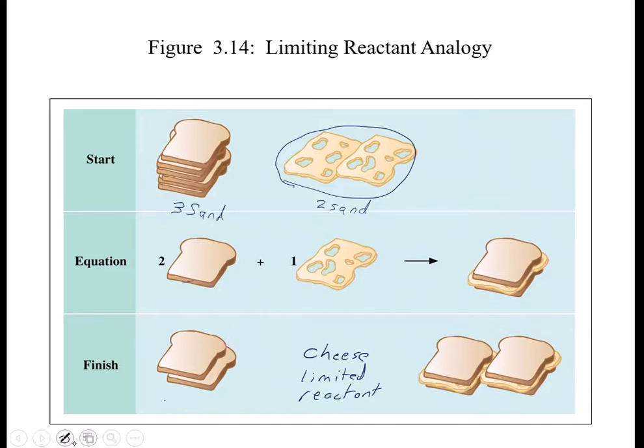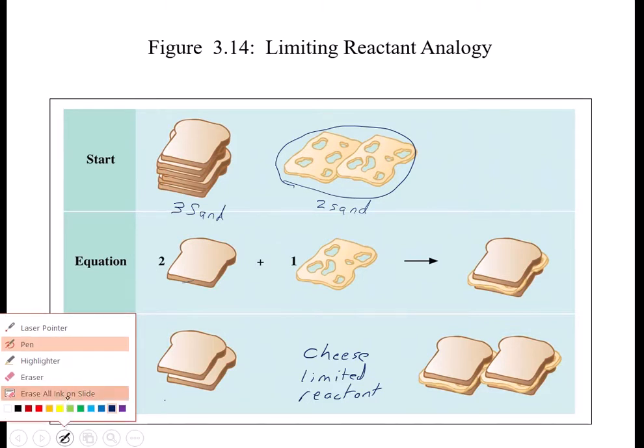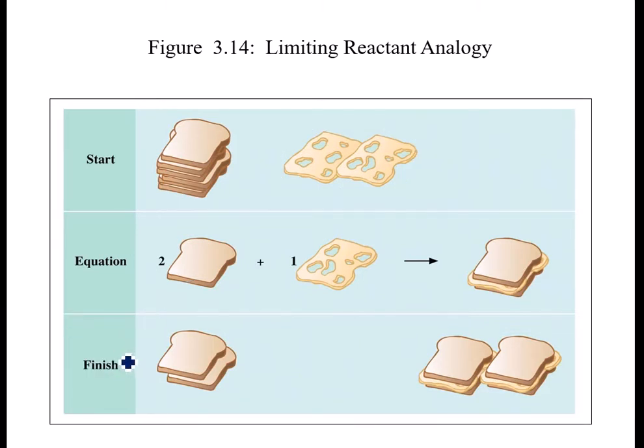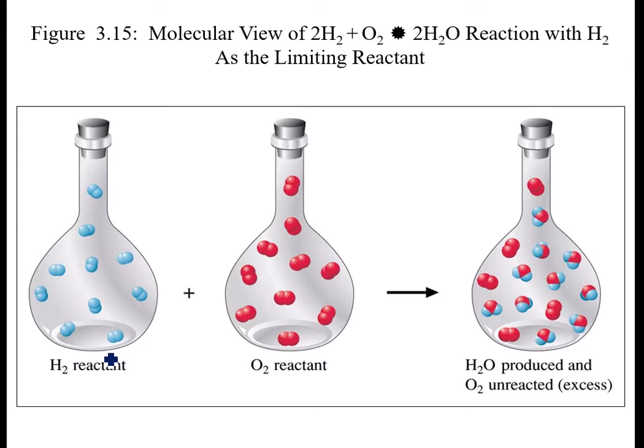All right, now let's look at it from a chemistry point of view. Here I have hydrogen plus oxygen goes to form water. And so here's the balanced reaction. I've got 2 hydrogens plus oxygen goes to form 2 waters.